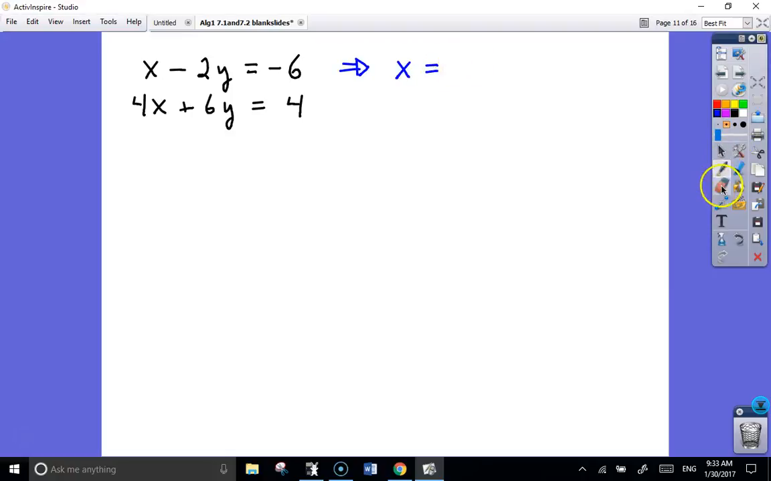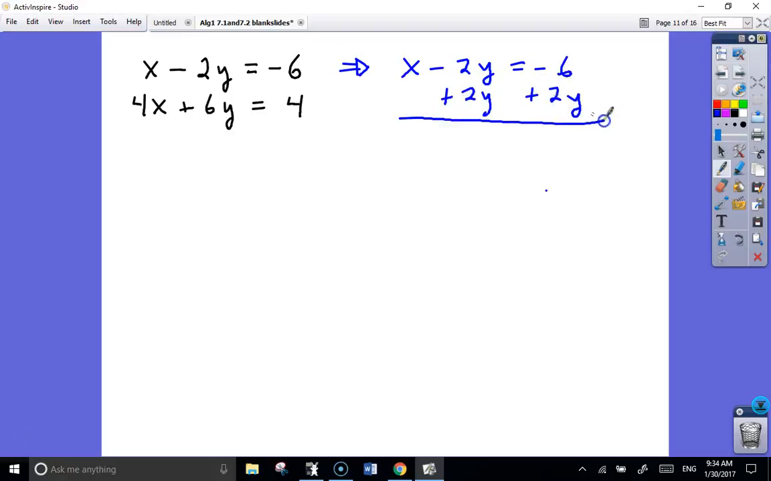I'm going to show this. So here we go. x minus 2y equals -6. How do I solve that for x? I have to add 2y, right? I'm trying to isolate the x. Okay, so now I have x equals 2y minus 6. That's the first step, right?